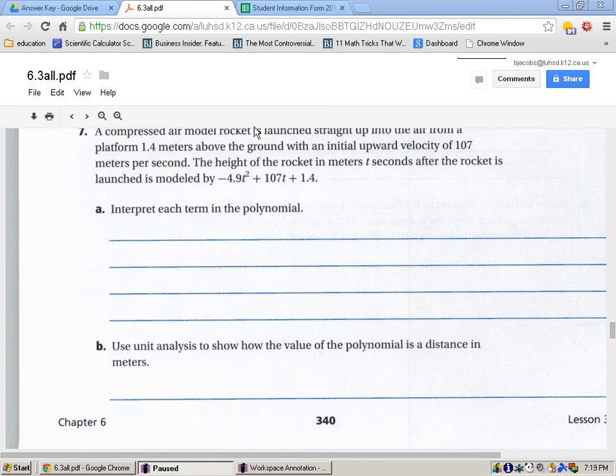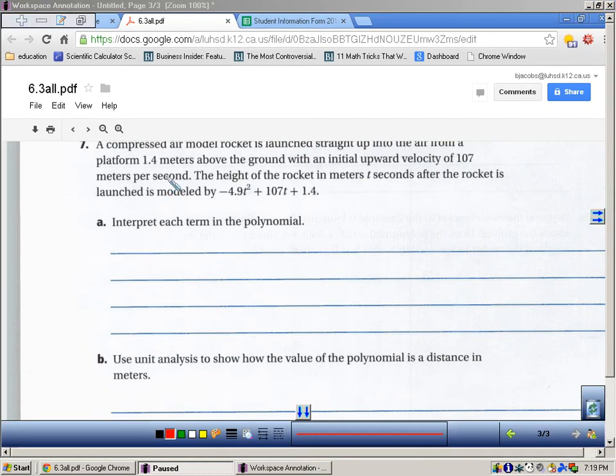Okay, so this question talks about a rocket being launched, and I think we did have a discussion about it. So I want to quickly discuss what's going on here. We're talking about a rocket, and it's modeled by this quadratic. And we know that it's on a platform 1.4 meters above the ground with an initial velocity of 107 meters per second. The height of the rocket in meters with time measured in seconds after the rocket is launched is modeled by this equation. So interpret and determine the polynomial.